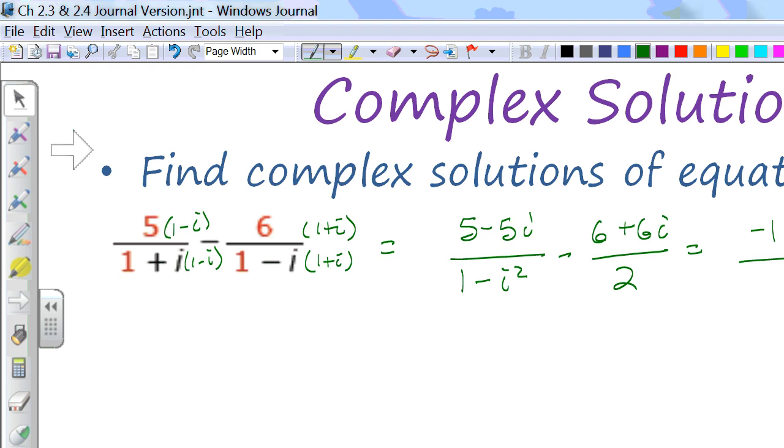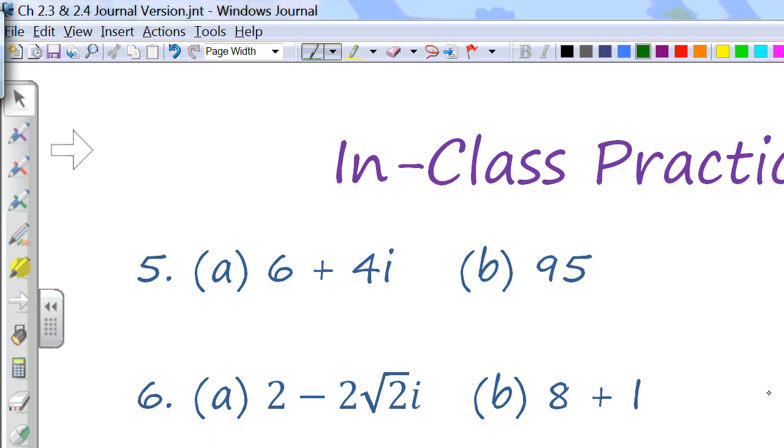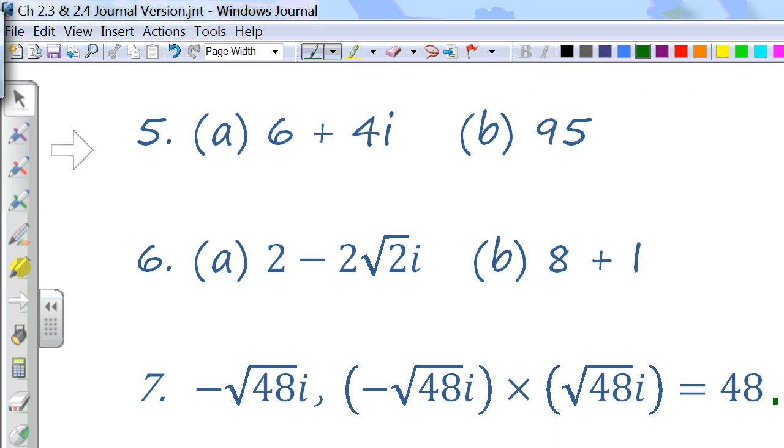Negative 6. All right. Let's look at our last slide, our in-class practice. So feel free to go do that and then check these answers. All right, so this completes your work in chapter 2.3 and 4. Thank you.